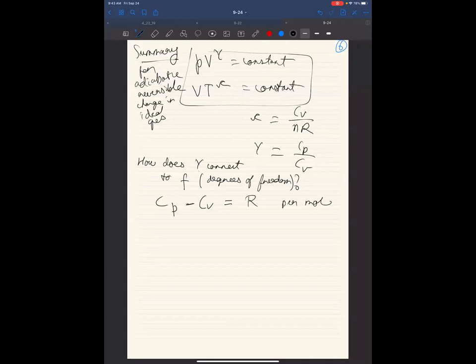So we are talking about molar heat capacity. Why? Because gamma is Cp by Cv, right? So you don't have to worry about number of moles. You could easily think about the molar heat capacity ratio to just cancel out of the numerator and denominator. So Cp minus Cv is equal to R per mole. That's one thing. And then we also know Cv. What is Cv for an ideal gas per mole?